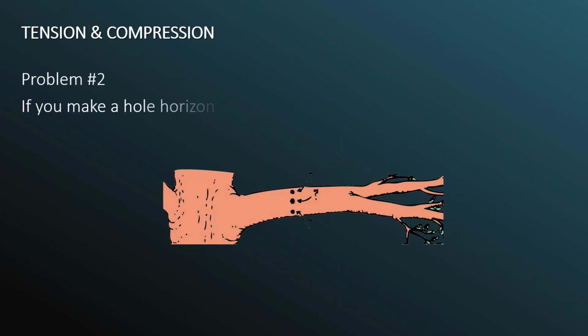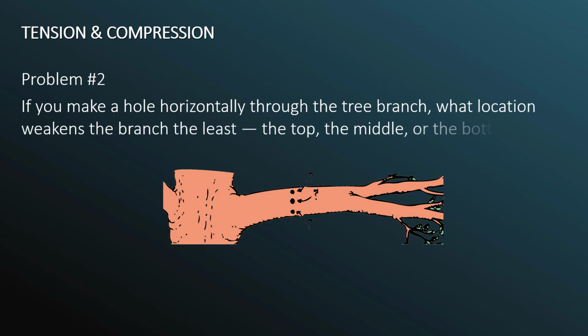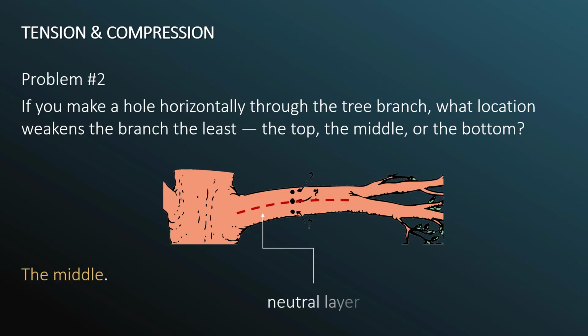Problem 2. If you make a hole horizontally through the tree branch, what location weakens the branch the least? The top, the middle, or the bottom? Well, the middle. Why? Because the middle is where the neutral layer is. So the least amount of stress is placed there by the weight of the branch on itself. It weakens the branch the least. Fibers in the top part of the branch are stretched and fibers in the lower part are compressed, but again, in the neutral layer, the hole will not affect the strength of the branch.